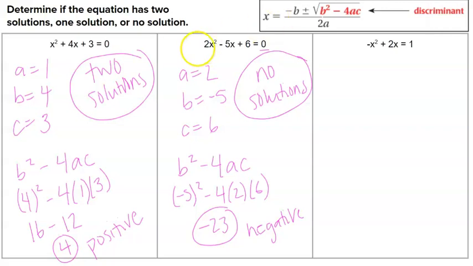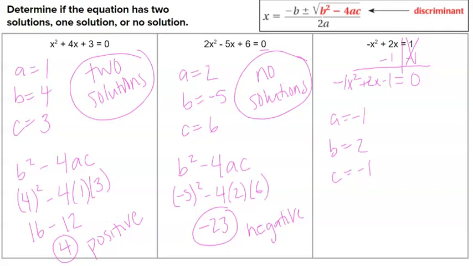All right, last one. We have -x squared plus 2x equals 1. We need to first set this equation equal to 0 by subtracting 1 on both sides. 1 take away 1 is 0. And then we have -x squared, or -1x squared, plus 2x minus 1. So then our a value would be -1, our b value would be 2, and our c value would also be -1.